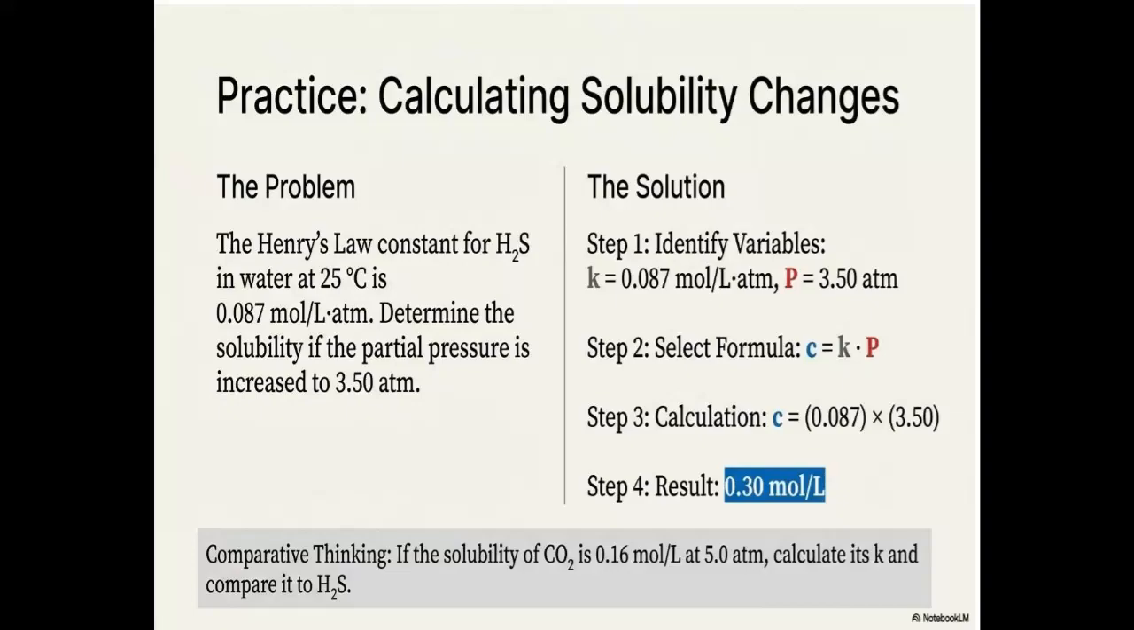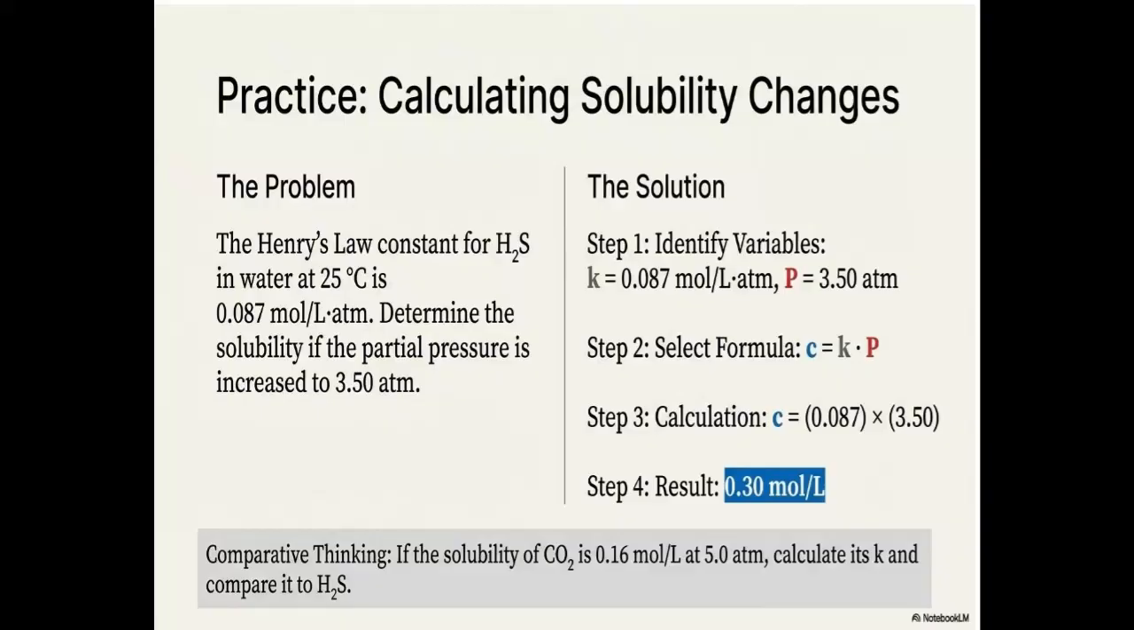So for example, the Henry's law constant for hydrogen sulfide in water at 25 degrees Celsius is 0.087. Determine the solubility if the pressure goes to 3.50 atmospheres. So we have the partial pressure of 3.50. We know the solubility constant. So multiply the solubility constant times the partial pressure, and we end up with a solubility of 0.30 moles per liter. We have a problem in your handout that we're going to do later. I have it set up for later.